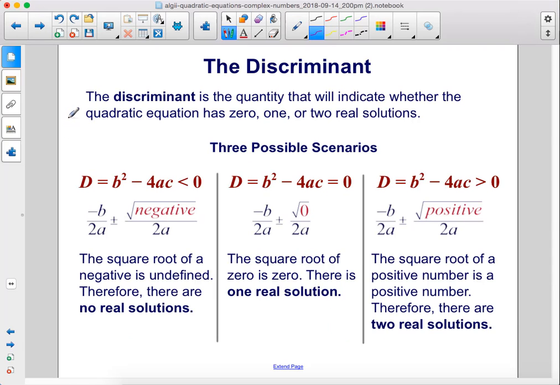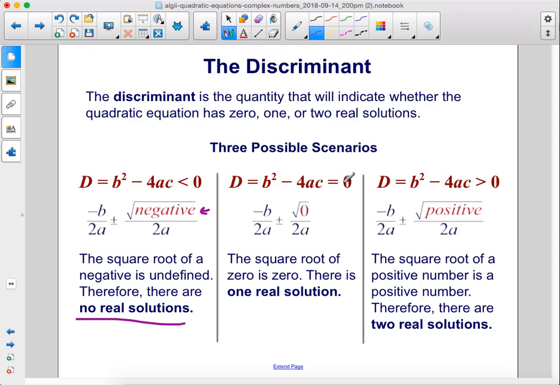The discriminant is the quantity that will indicate whether the quadratic equation has 0, 1, or 2 real solutions. There are 3 possible scenarios. The discriminant is less than 0, so that means that this portion here under the radical is negative. The square root of a negative is undefined. Therefore, in this scenario where the discriminant is less than 0, there are no real solutions.